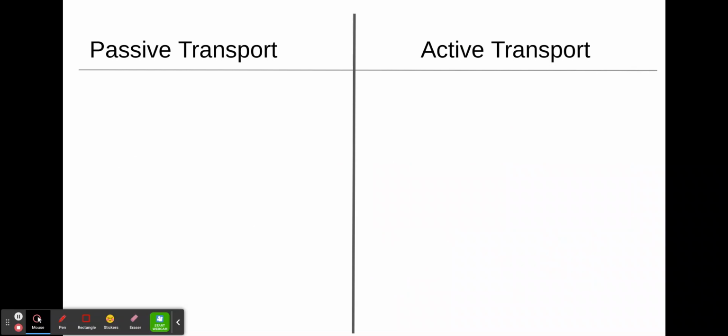So we have a little table in our notes chart, and we are going to fill in that table. Passive transport. When we think of the word passive versus active, if I'm active, what does that mean? Doing things, moving around, using energy. Passive is just kind of like go with the flow. The stuff we've been learning about, diffusion and osmosis, that's an example of passive transport.